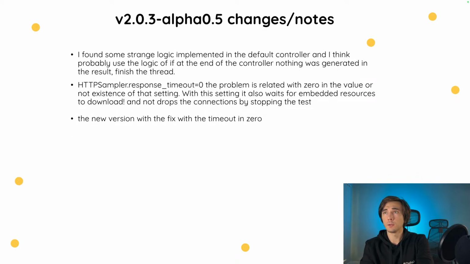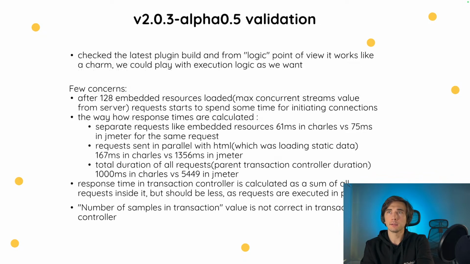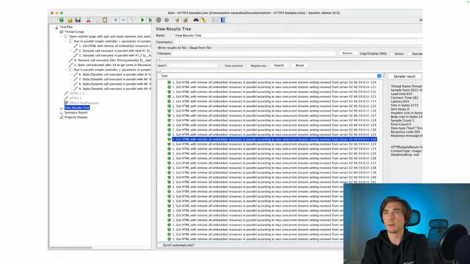But in the new version, it was fixed. So even without explicitly specifying this property, it was working fine. And we were able to generate the logic in the same manner.